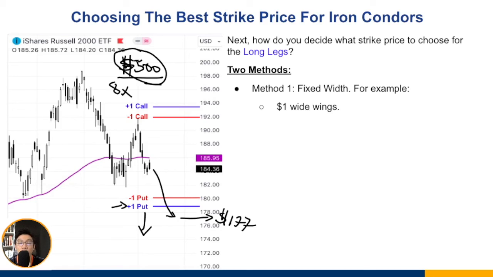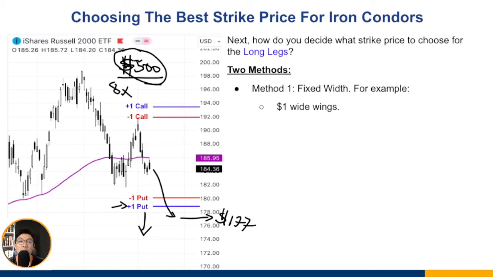So many people, when they put on the Iron Condor or any trade for that matter, only like to look at the kind of credit that they get. So yes, you may get a higher credit, but then again, you're putting yourself at a much higher risk as well. So at the end of the day, which one should you choose?